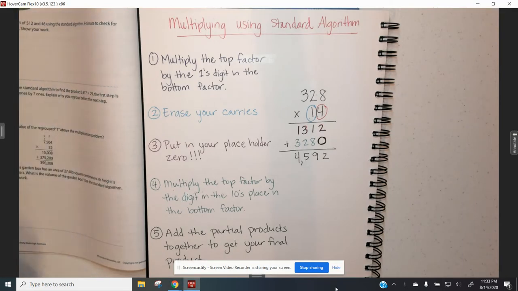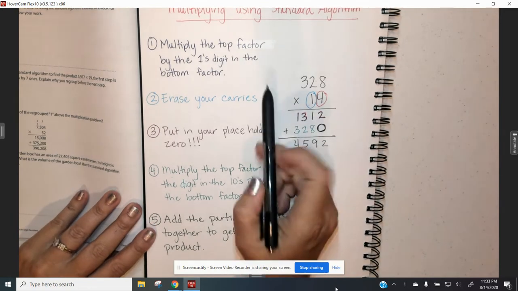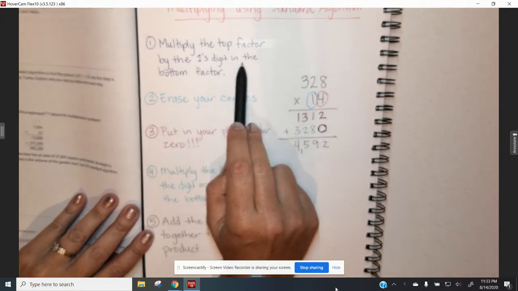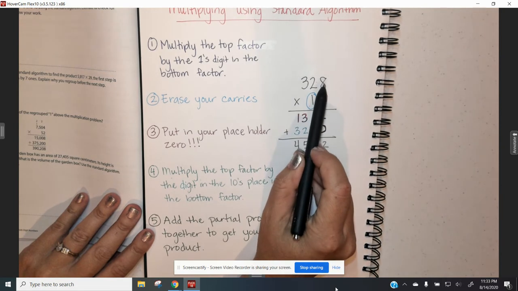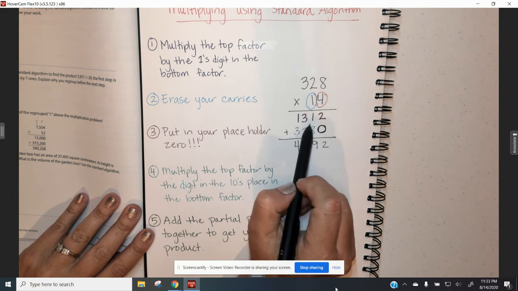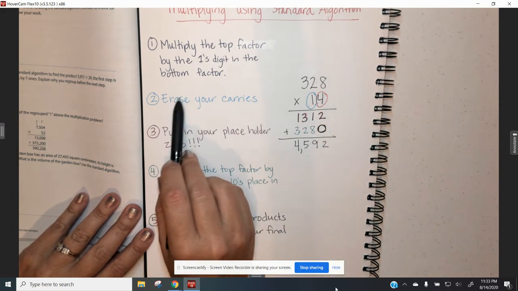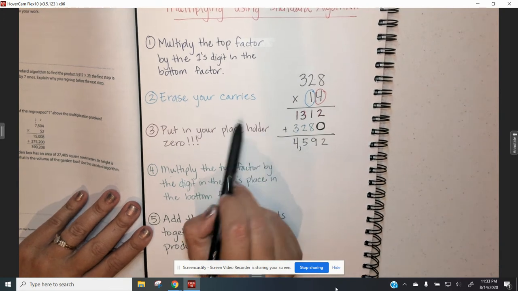So when we are multiplying using the standard algorithm, the first step is to multiply the top factor by the ones digit in the bottom factor. So we multiply 4 times 8, 4 times 2, and 4 times 3. That gives us 1,312. Then we erase our carries. You can see a little bit that I erased my carries.